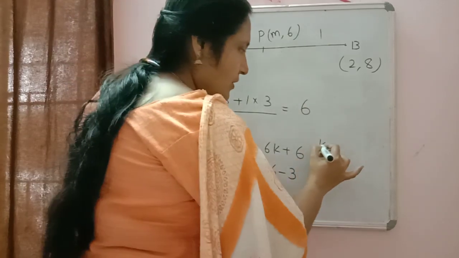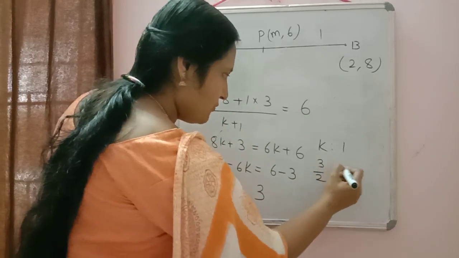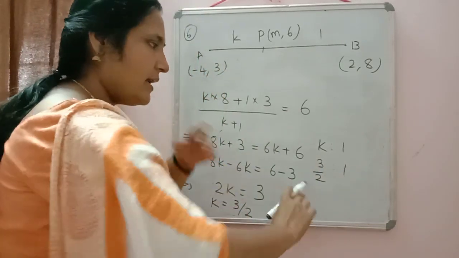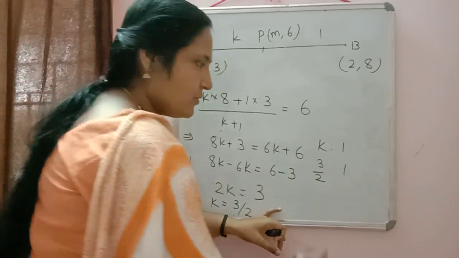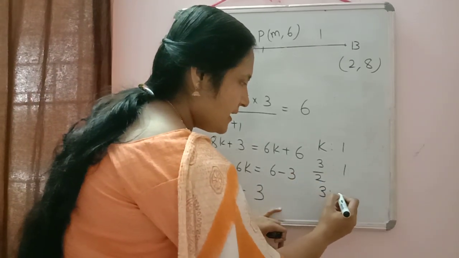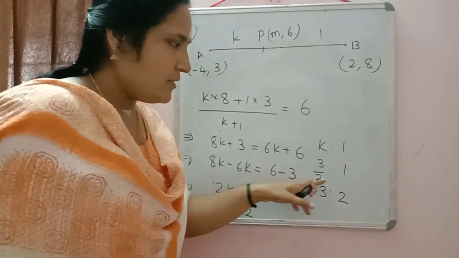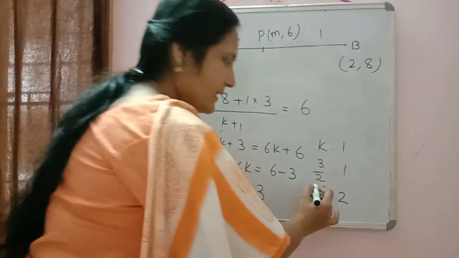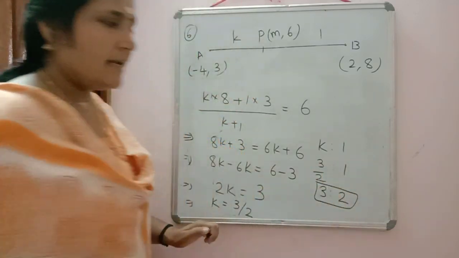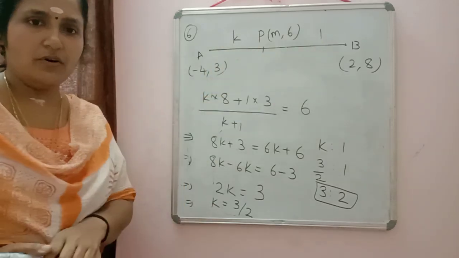What ratio did we write? K is to 1. So we are getting the ratio as 3 by 2 is to 1. Again, to cancel this 2, what will we do? We will multiply it by 2. So it will be equal to 3 is to 2. Either multiply it by 2 or just do the cross multiplication, 2 you can shift there. So we are getting the ratio as 3 is to 2. So we got the ratio here, 3 is to 2.